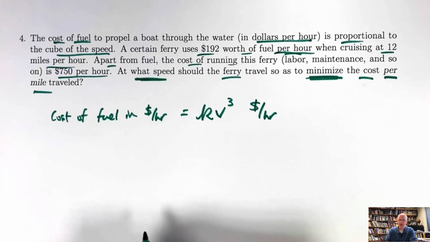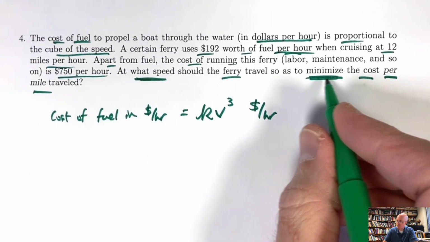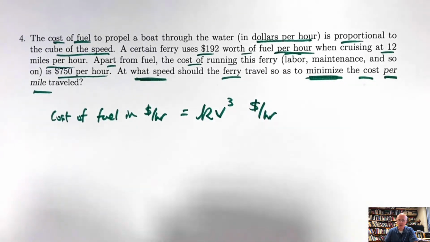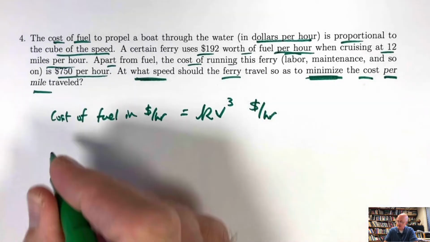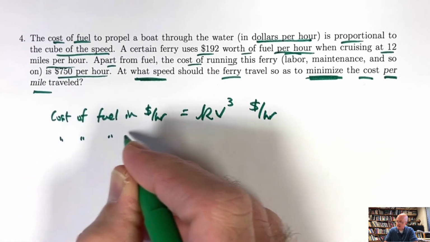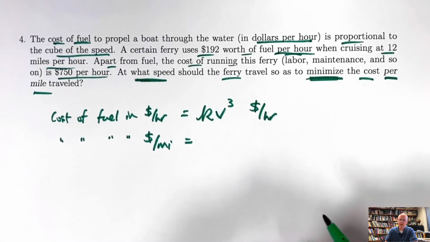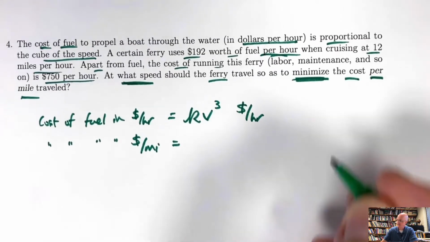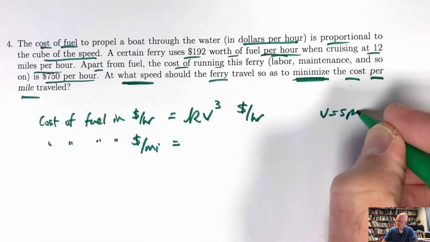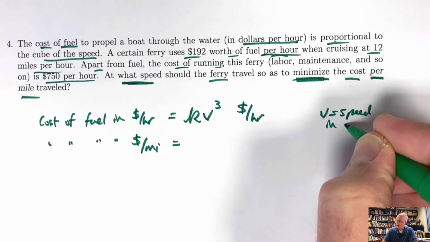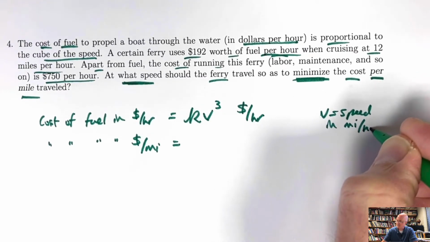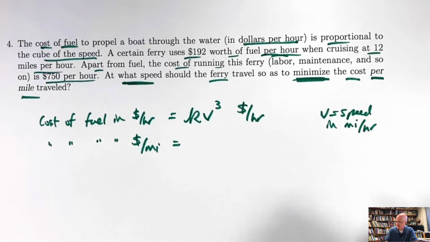Probably would be good to think about what it would be in dollars per mile right away, because that's what we're trying to minimize, the cost in dollars per mile. So the cost of fuel in dollars per mile, could we figure that out? It's got to be related to the speed. V is the speed in miles per hour. How could we use that?